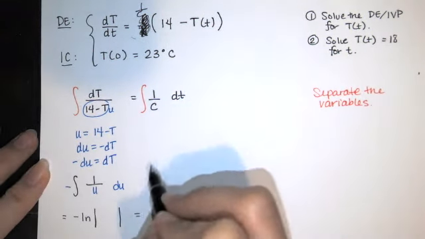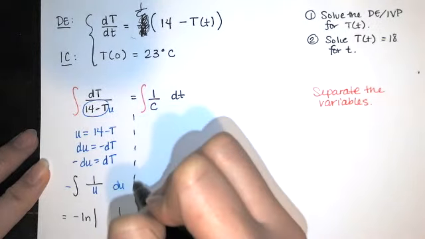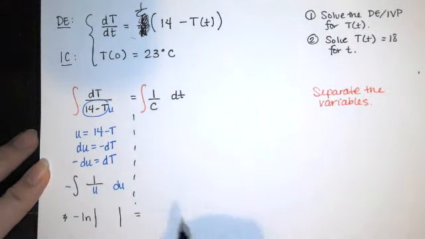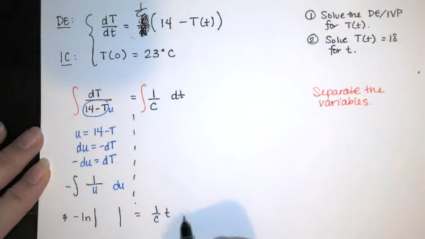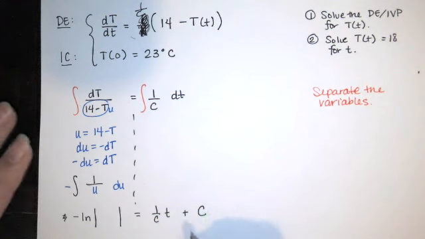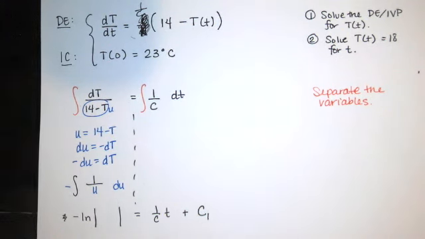Over here, the antiderivative of 1 over c is 1 over c times t when we're anti-differentiating with respect to t, plus some constant of integration. I'll call this constant c1. And don't forget to put u back inside. And then, of course, u was 14 minus t.